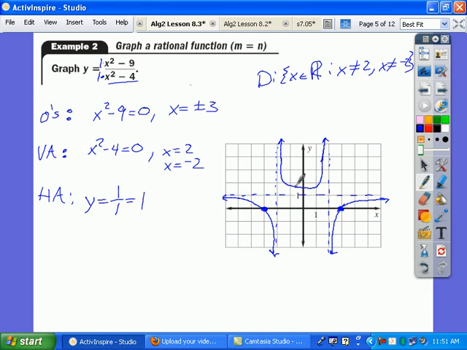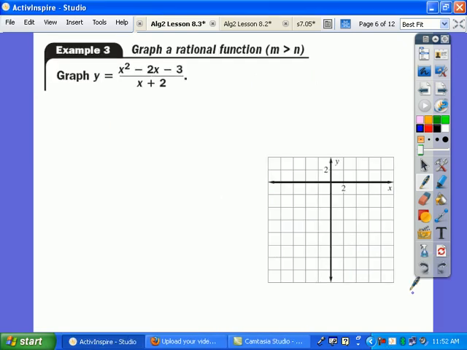All right, one last problem. Here we go. Step 1, we want to find the zeros. To find the zeros, we set the top equal to 0.